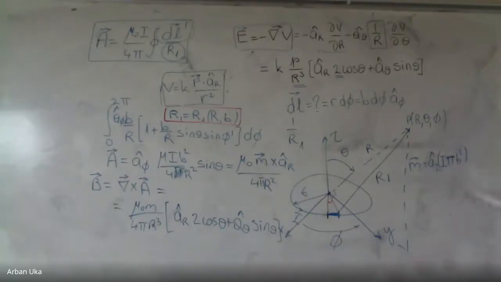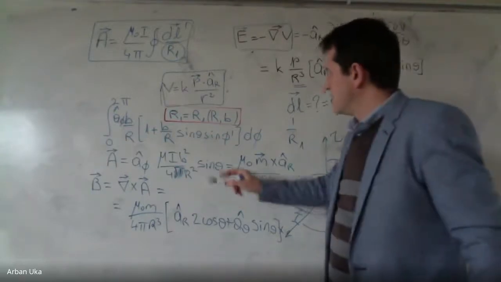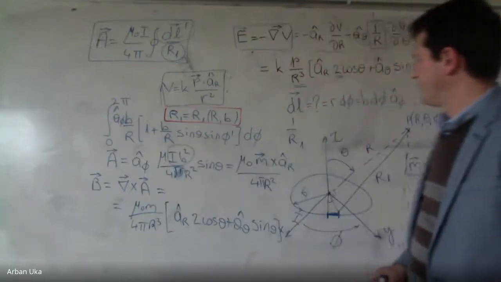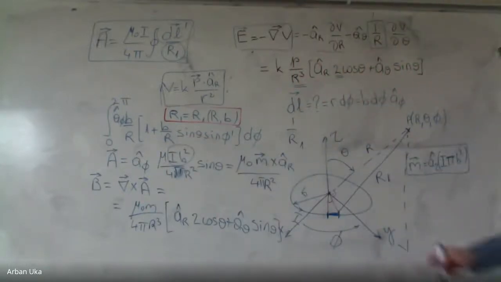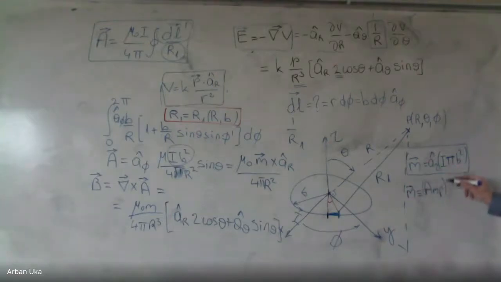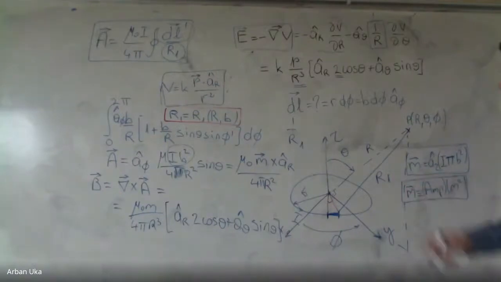So this is I pi b squared. It looks like the magnetic moment has absorbed the current and this expression, so we get this. The magnetic moment, this small m, has units of amperes, the unit of current, times meter squared. These are the units of the magnetic moment, and this is small m.